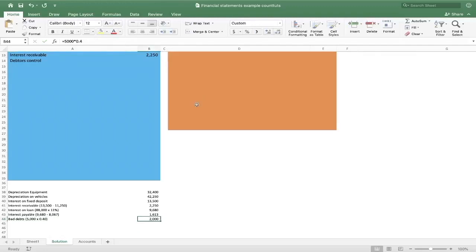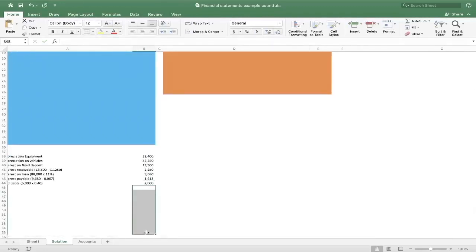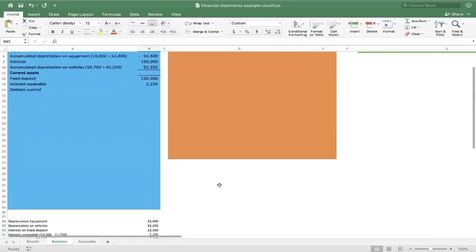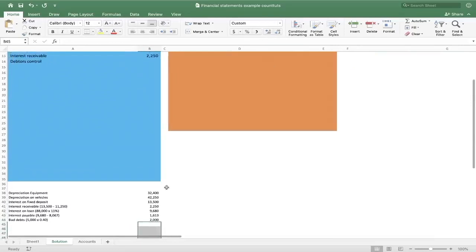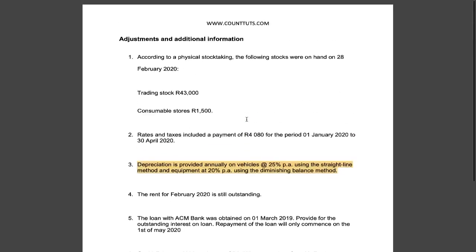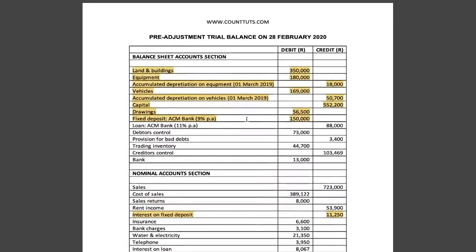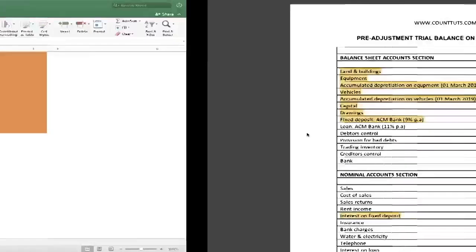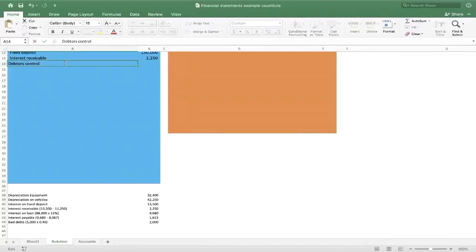Okay, so now that we have the 2,000 Rand, we know that there is a bad debt, and we know that a bad debt reduces our debtors control. So our debtors control that we have here, we're going to take the 73,000 Rand which we were given in our pre-adjustment trial balance. If we go up, you'll see that the debtors control is 73,000 Rand. So we're going to take that 73,000 Rand and deduct the bad debt that we have. Okay, so 73,000 minus the bad debt of 2,000 Rand gives us a total of 71,000 Rand. And that is our current debtors control.